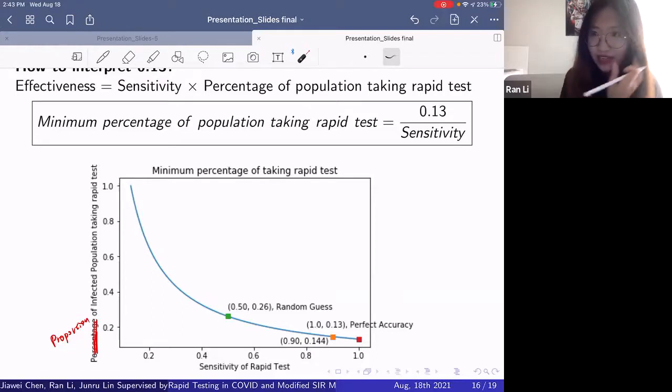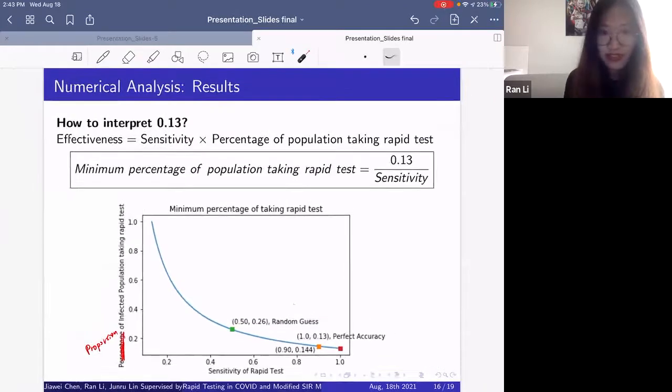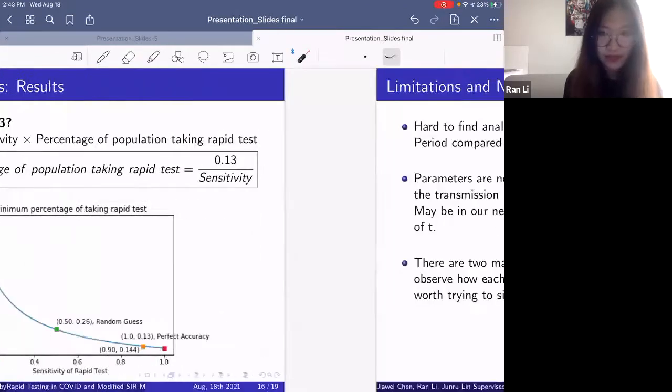So this is just a random guess. And if that is the case, then we need 0.26% of people to take the rapid test. But actually this is not the case, because if the rapid test were only 50% accurate, why not just flip a coin to decide if you have COVID or not? Okay, so this is how we can interpret this 0.13.